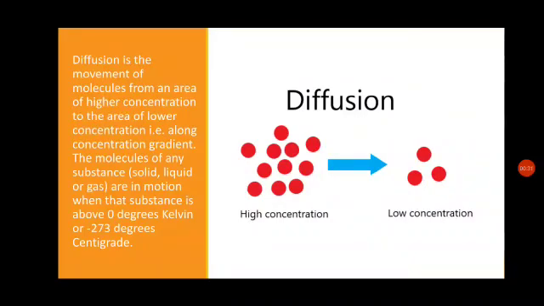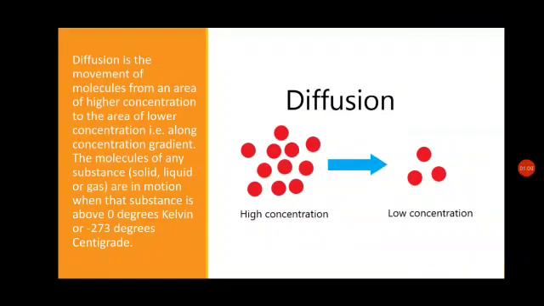What is diffusion? Diffusion is the movement of molecules from an area of higher concentration to an area of lower concentration. The molecules of a substance, solid, liquid or gas, are in motion when the substance is above 0 degrees Celsius. So, in easy words, diffusion is the movement of molecules from higher concentration to lower concentration. There is no consumption of any type of energy.